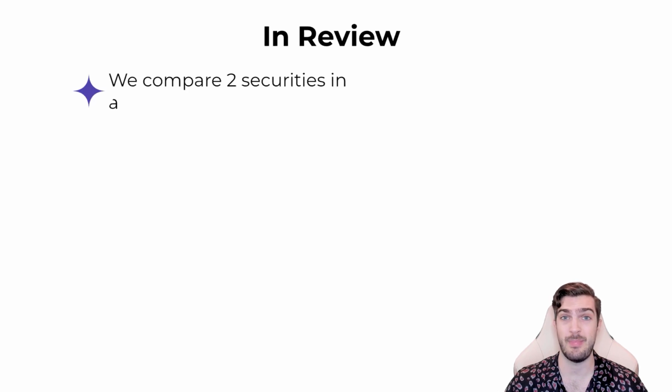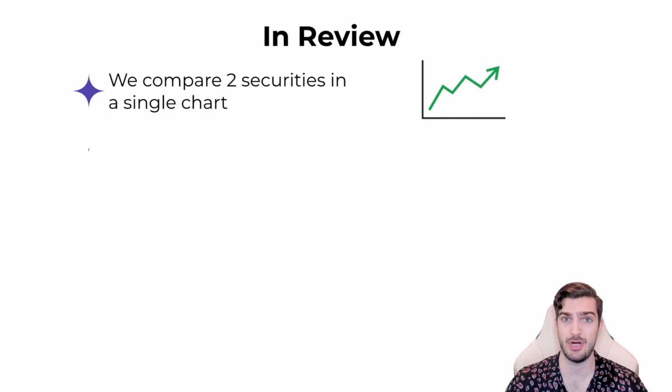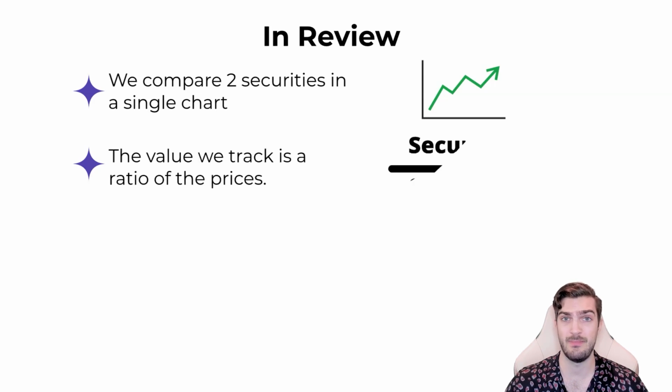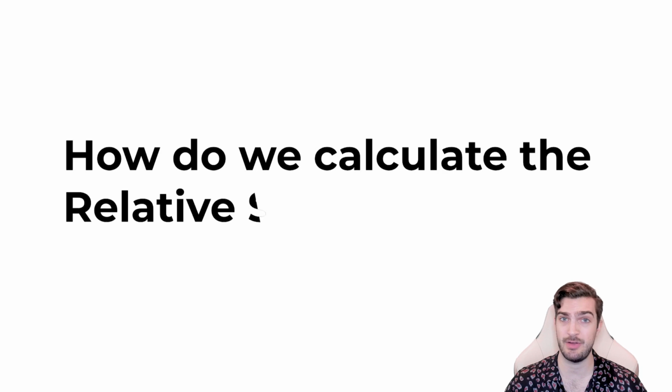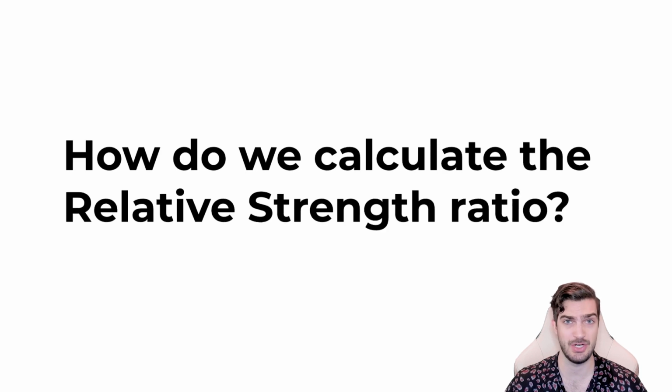It is a way of comparing two securities in one chart, where the value that we're tracking is simply a ratio of the price of one thing compared to the price of another. Let's now take a look at how we would calculate that relative strength ratio.